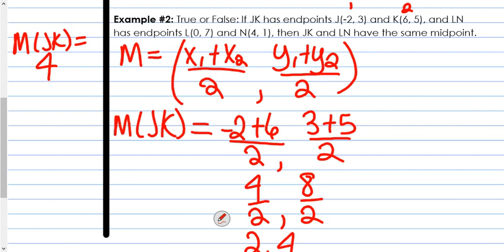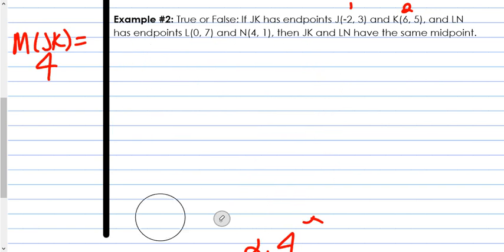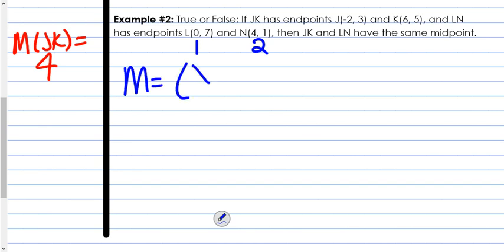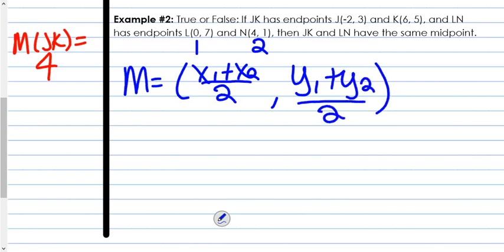So I'm going to go ahead and erase this. Hopefully you have it by now. And now we're going to find the midpoint of LN. So this will be point 1, this will be point 2. Again, midpoint formula: x1 plus x2 divided by 2, y1 plus y2 divided by 2. I want you to go ahead and pause the video and plug in the numbers for x1, x2, y1, and y2, and then press play to check them.